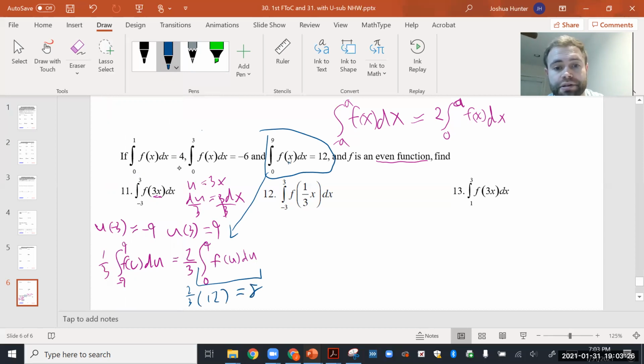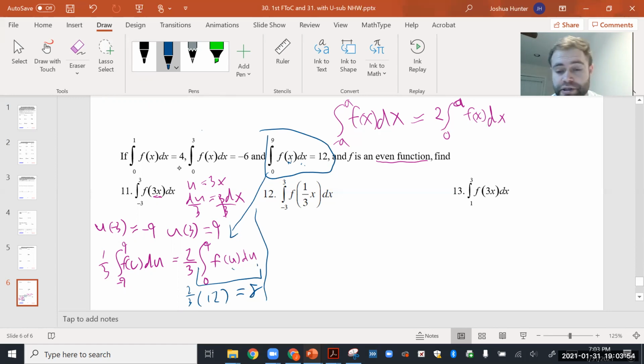The fact that these have x's and these have u's doesn't change anything. It's still the same f function and the same limits of integration. As long as it's the same function and same limits of integration, the fact that we changed the name of the independent variable doesn't affect that. So it is 2/3 times 12, which is 8, that one. And you would do the other ones very similarly to what we just did there.